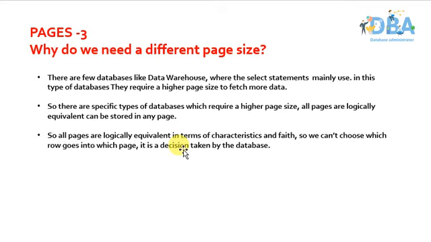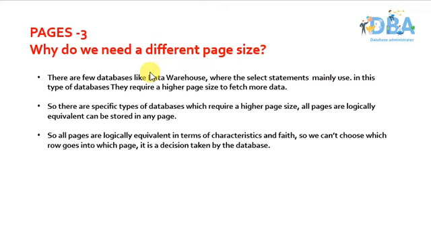But why do we need different page sizes? Because there are a few databases, like data warehouses, where select statements are mainly used. In this type of database, they require a higher page size to fetch more data. So there are specific types of databases which require larger pages. All pages are logically equivalent and a row can be stored in any page, but we cannot choose which row goes into which page. This decision will be taken by the database.